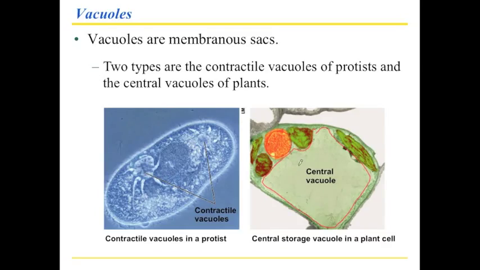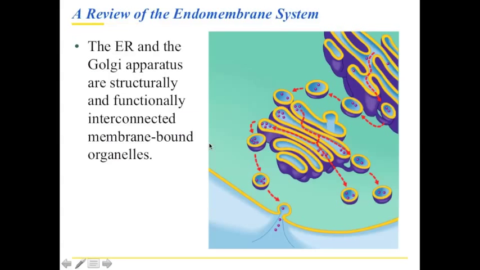And you may see this in an onion cell or in a potato cell, because the potato needs it for starch storage. The onion needs it for water storage. So it moves everything else to the side. In contrast, they're actually contractile vacuoles. And they contract and expand as they help this organism regulate its water household.